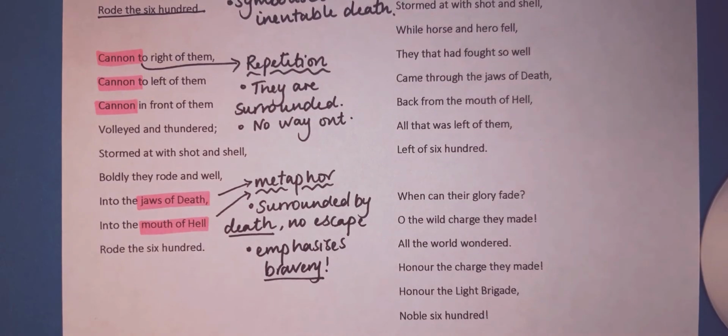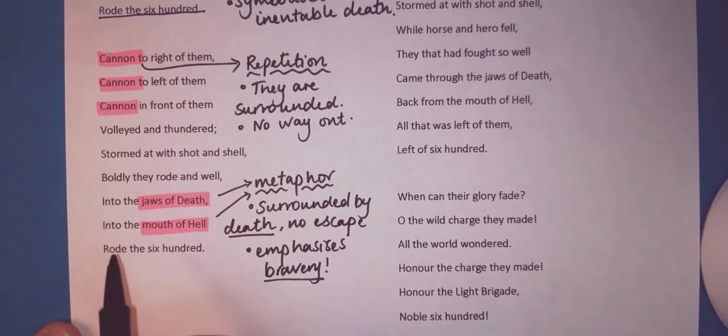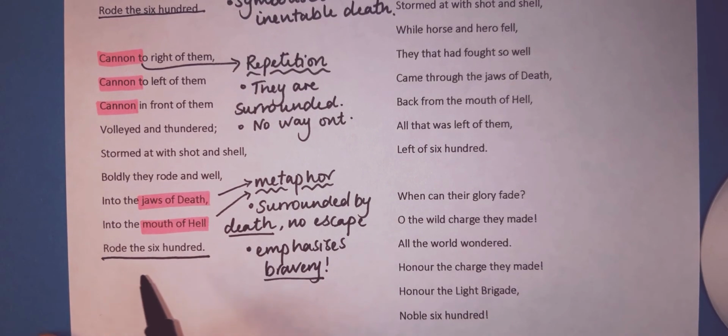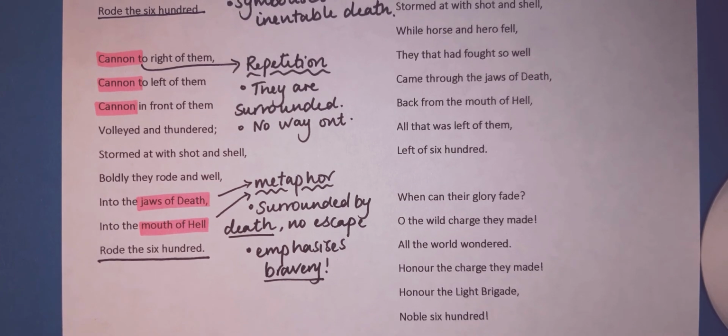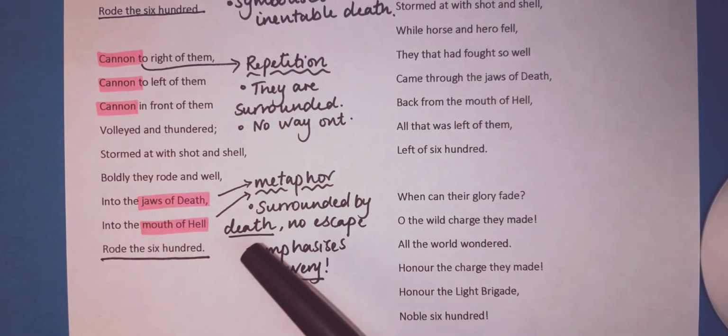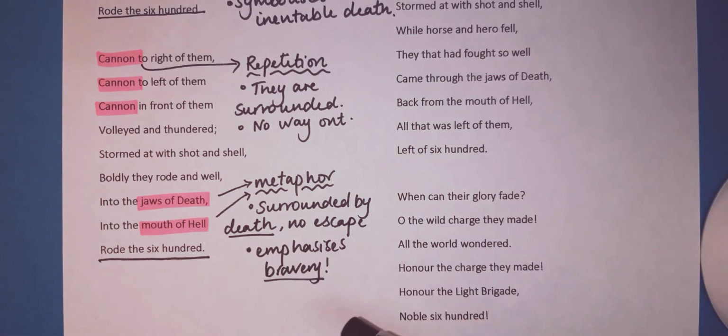So again, if we look at the bottom, it's ending in "rode the 600." So here is again the repeated motif, which is presented throughout the poem with only one purpose, and that is to show their unity. So even if they're surrounded, even if they know that they're going to die, they're still one unit. They're one unity. They are together. So these are all quite key quotes. We can link them all together as well in one paragraph.